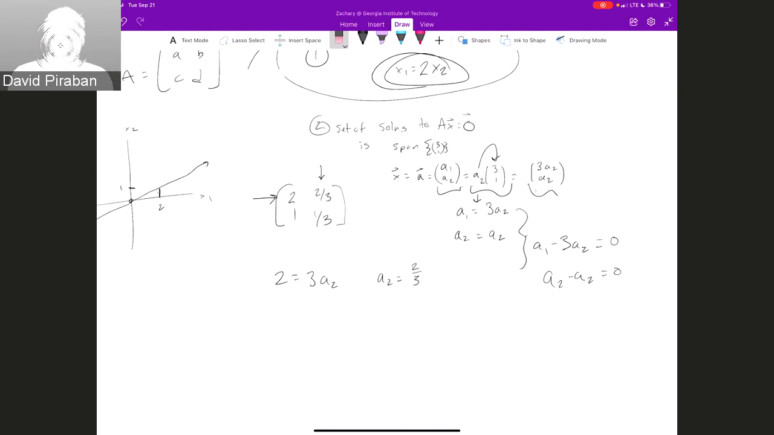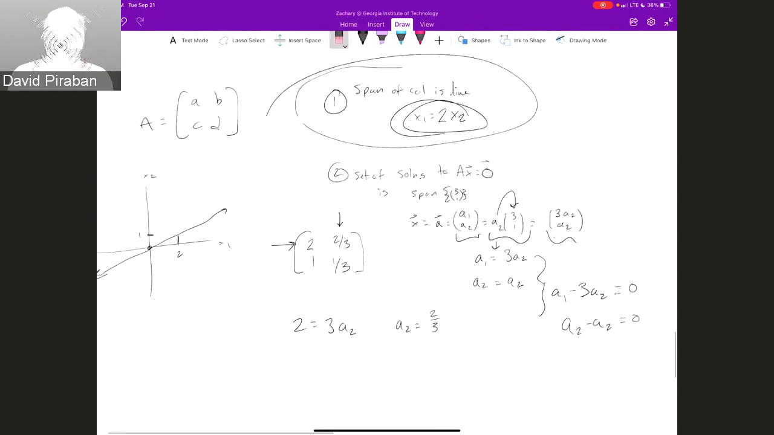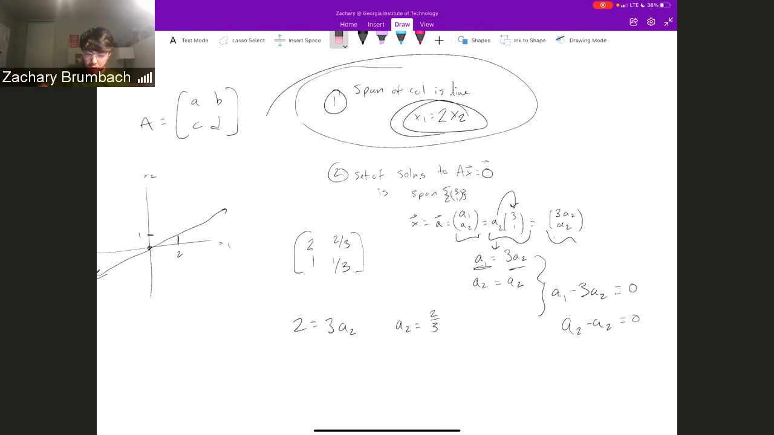Where did you get that A1 is equal to 2? A1 is equal to 2. Oh, because we have it right here. So this A1 and A2, think of this as like A1, A2. Or rather, these are our A1s and these are our A2s because we're in our solution set now.